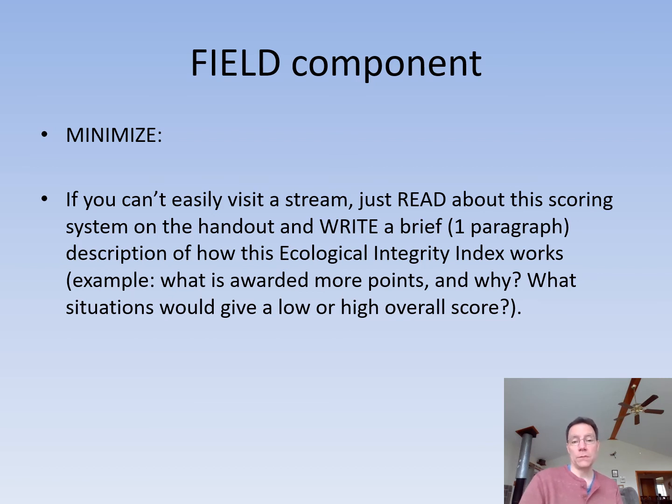So for example, what is awarded more points and why? What sort of stream would get a high or low overall score and why? So you're really just sort of writing about how this Ohio EPA field index works, and you don't have to go get your feet muddy at all if you don't want to. That's fine.